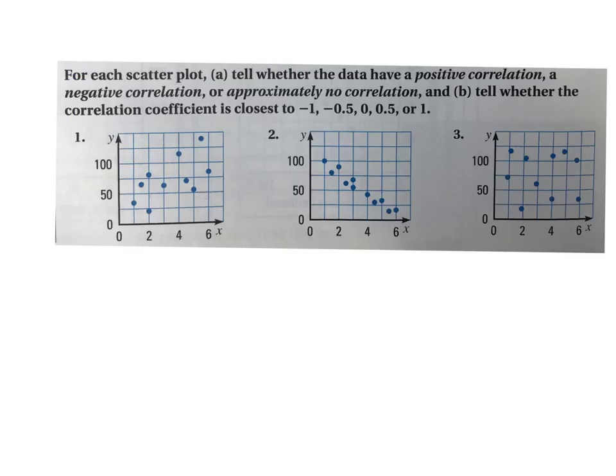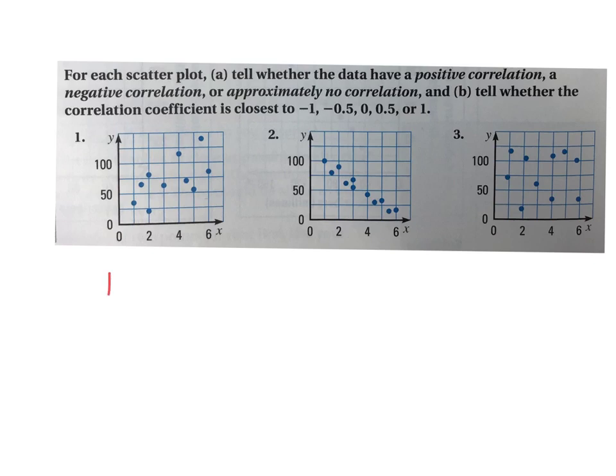Okay, so I'm going to make you practice that just a little bit. It says for each scatter plot, tell whether the data have a positive, negative, or no correlation, and then tell whether the correlation coefficient is closest to -1, -0.5, 0, +0.5, or 1. That's just a guess for right now. I'm going to show you tomorrow on our calculators how to find the correlation coefficient, so be ready for that.